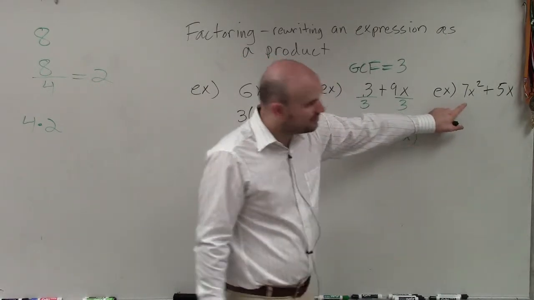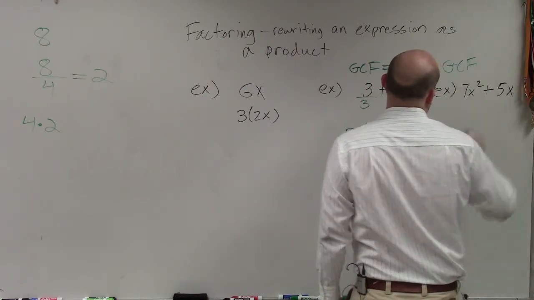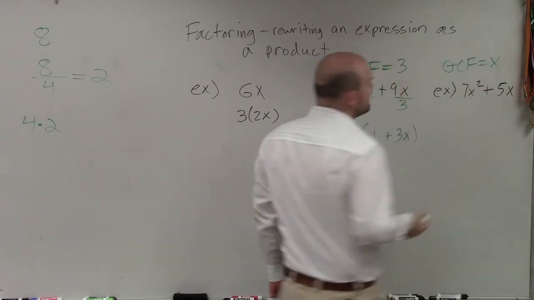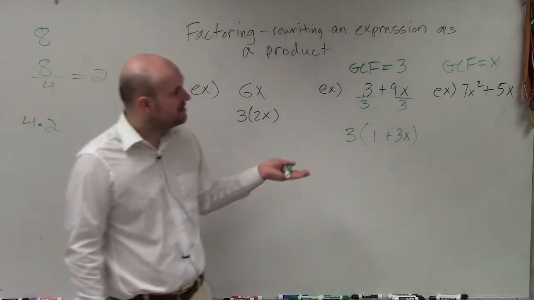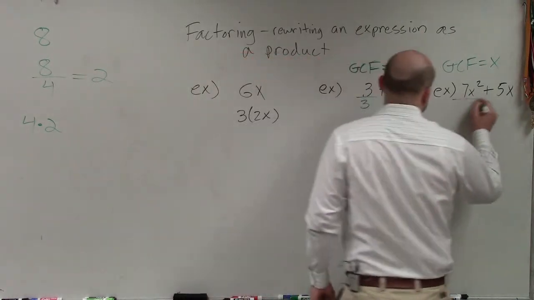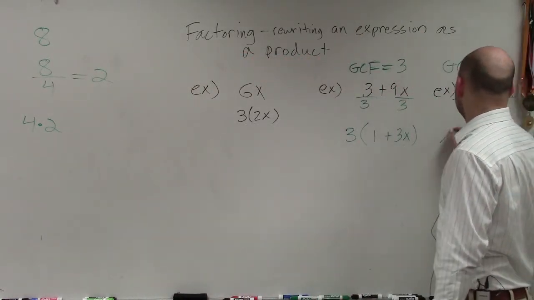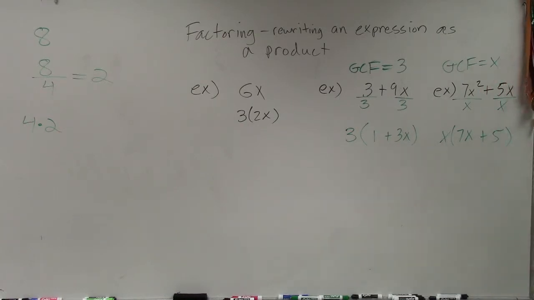Over in this example, our GCF, Lee, is going to be what? X. 7 and 5 do not have any common factors. And the highest power of x that you can divide into x squared and x is just going to be x. So I'll divide both terms by x, and I'm left with x times 7x plus 5. All right, so that's just the very, very basic of them.